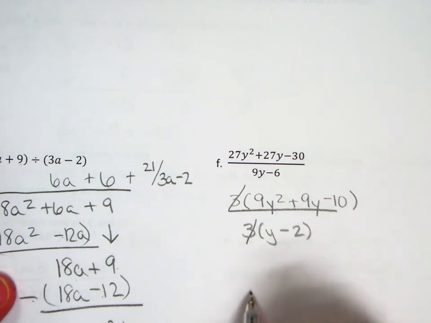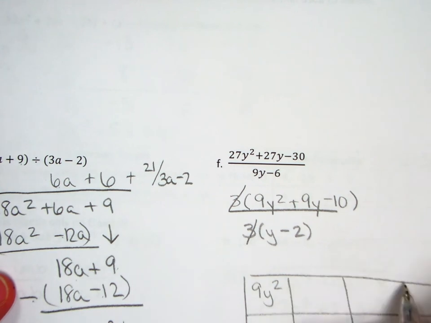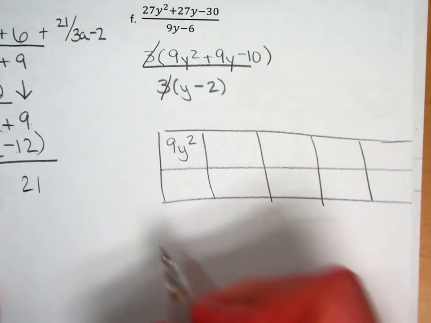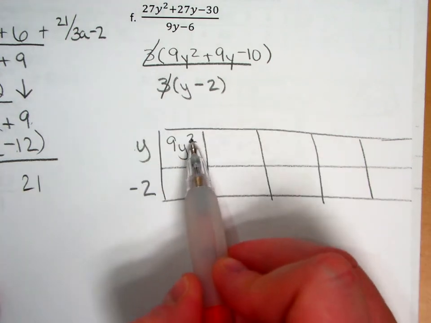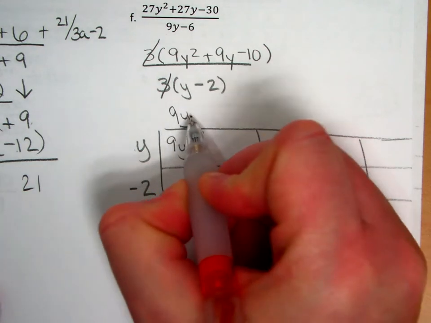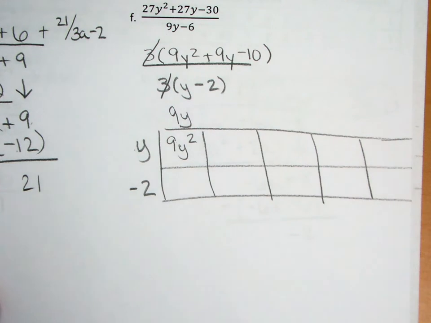9y squared, so I'm going to do 9y squared in this first box. And I don't know how many boxes I need, and that's one of the things that bugs me about this method. It's just not a set number rule. Y minus 2. What times y gets me 9y squared? 9y, so that gives me this. This gives me negative 18y.